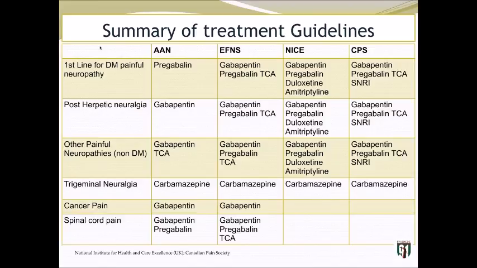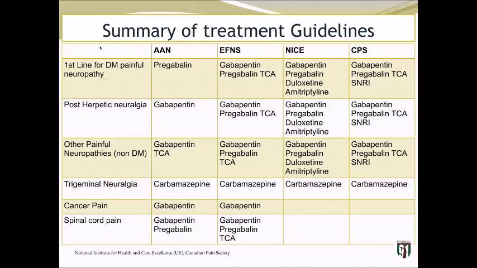For other painful neuropathies, non-diabetic related, we have gabapentin and pregabalin with duloxetine and amitriptyline. For trigeminal neuralgia, please take note, it's still carbamazepine as the drug of choice. For cancer pain, studies show it's really gabapentin that has a role for this. And for spinal cord pain, both gabapentin and pregabalin, as well as your tricyclic antidepressant.